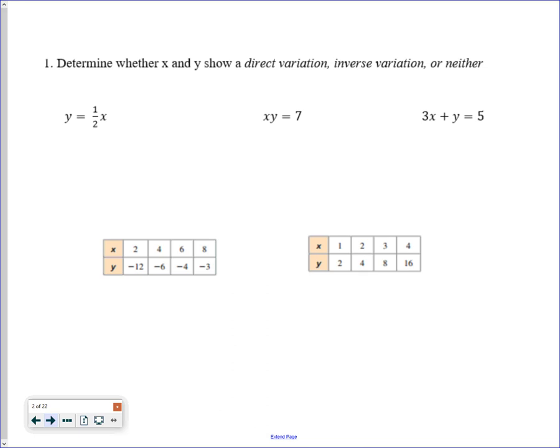Well, the first thing we're going to talk about is actually direct and inverse variations. If you have a direct variation, y is equal to kx, or dividing the two, so y divided by x. If you have the variables divided, that would be considered a direct variation. Opposite, x times y equals k, or y is equal to k over x, that would be considered an inverse variation. So multiplying the two together, and then obviously neither is neither one of those.